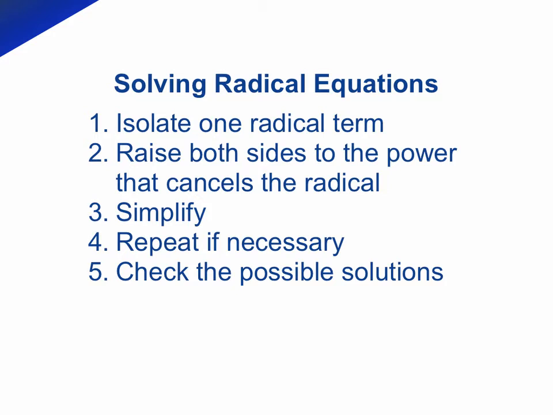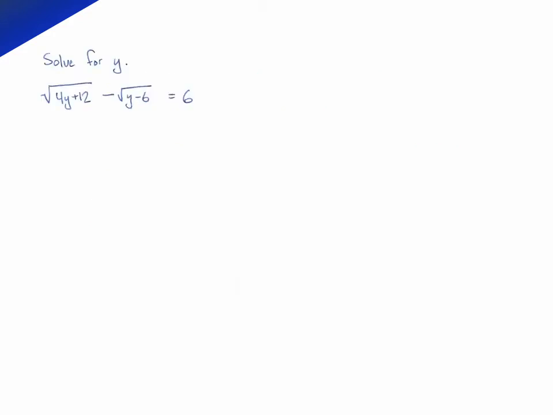Then we simplify, and if there's still a radical left, we repeat the process. At the end, we have to make sure to check our solutions to make sure that they are true solutions.